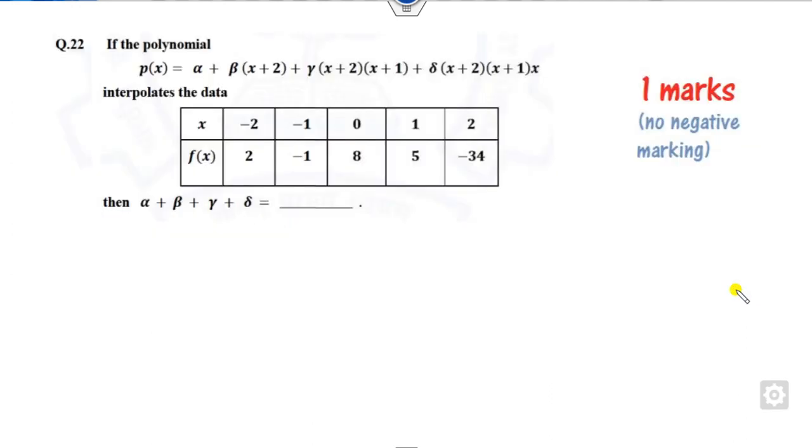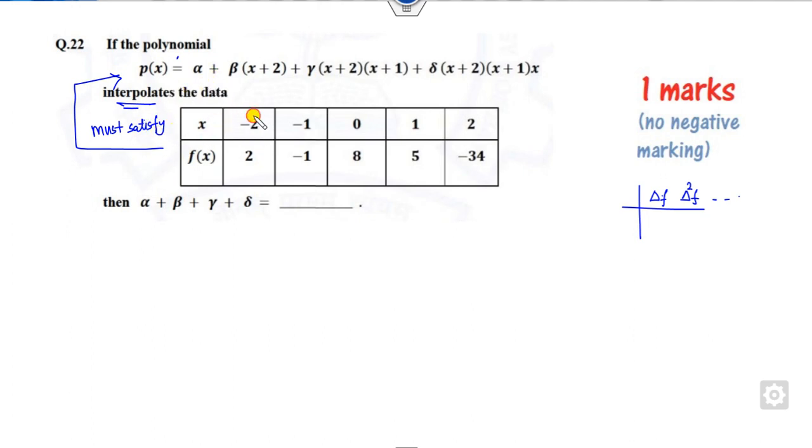Now, how can you think about solving such problems? One way is that you can find the first divided difference, then the second divided difference, and so on, but there is no need for that. I will tell you a very simple shortcut trick. Since this is a polynomial which interpolates this data, it means the data must satisfy p. So you can substitute these points here.